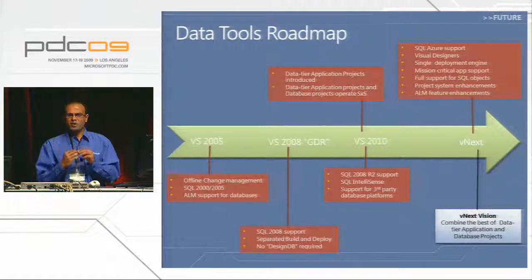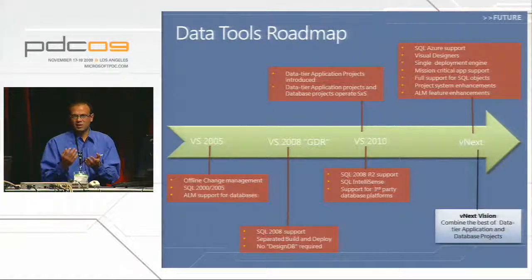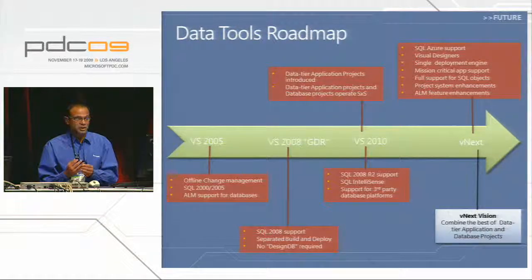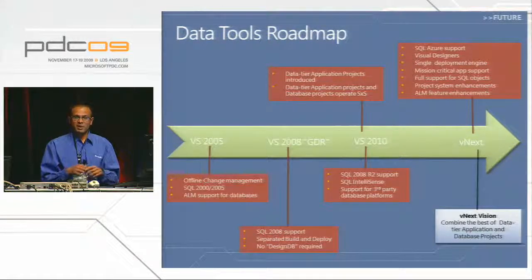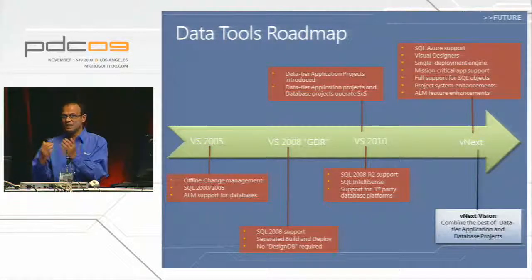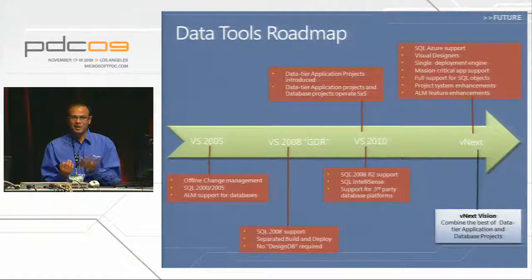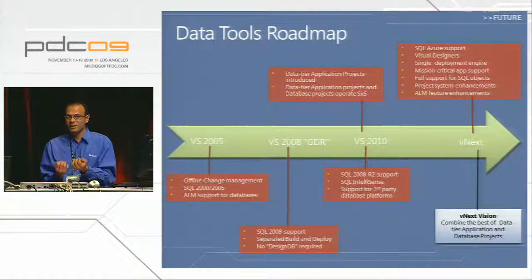We have a number of project system enhancements planned. There are a few refactoring ideas that we are thinking of, and we are prototyping today. So we'll go add those. And finally, a bunch of application lifecycle management features. So the key point is, as we go forward, we're going to take database projects and data tier application projects and take the best of both. And that's where we are headed.